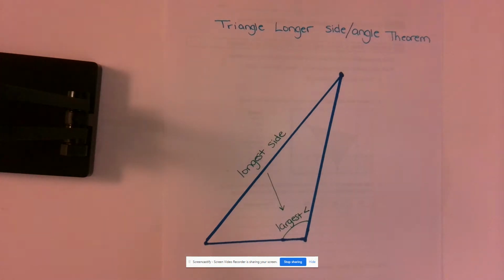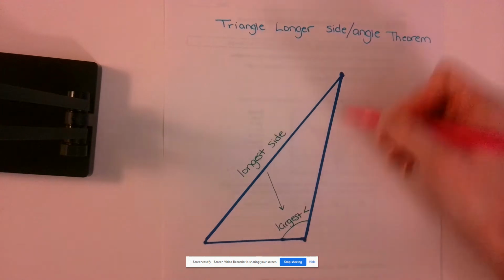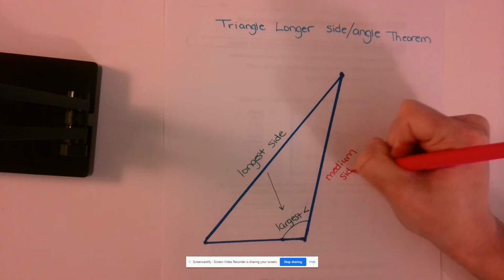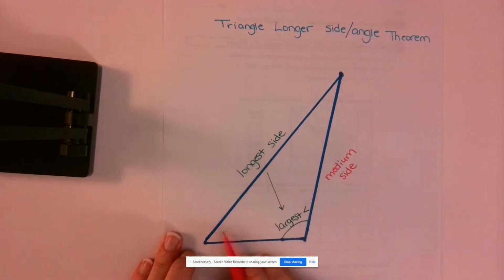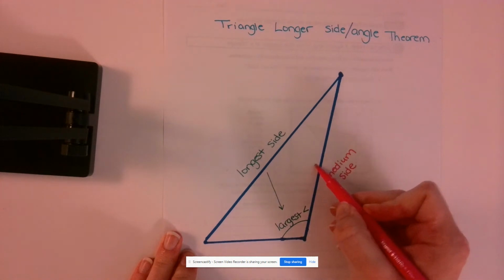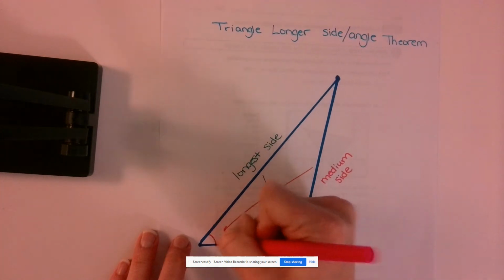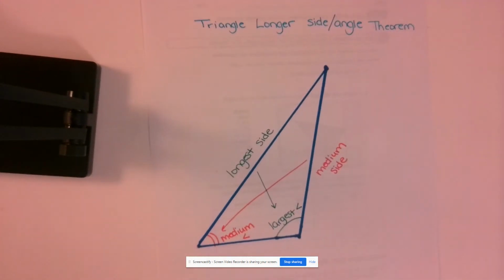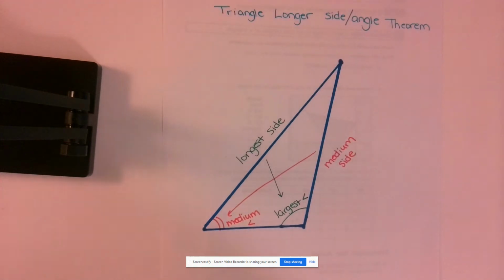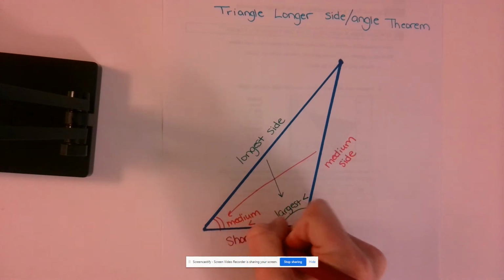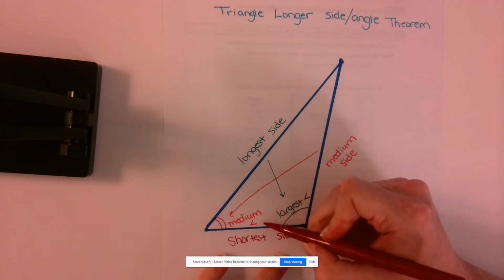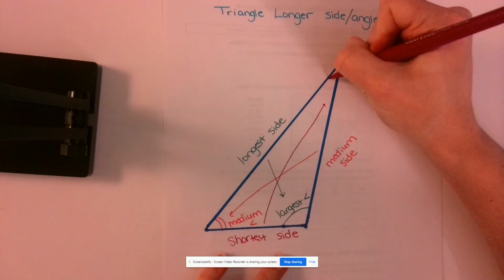Now let's find the medium side. So this side is the next longest side. I'm going to call it the medium side. It is opposite the medium-sized angle. So this angle here would be the medium-sized angle. And lastly, the shortest side of this triangle, this is the shortest side, it is always opposite the smallest angle. So the smallest angle of this triangle is this angle here.